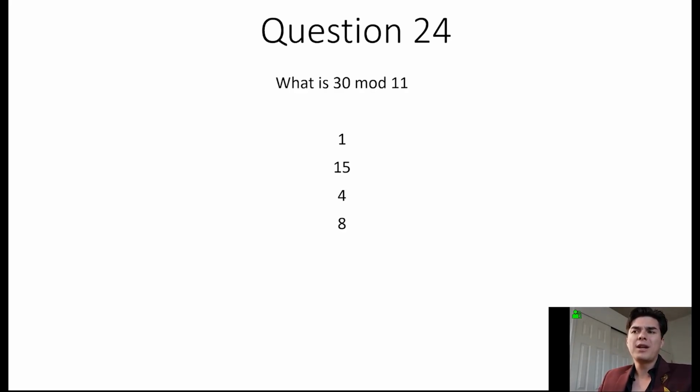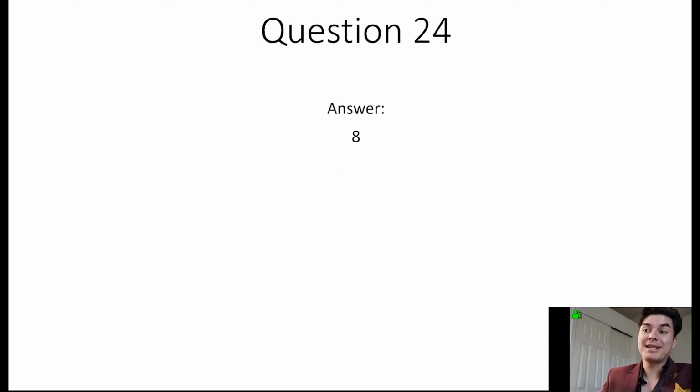Question 24, what is 30 mod 11? So the way you're going to get the mod is going to be the difference of 30 divided by this 11. So you're going to have 11 and then 22, and then from 22 to 30, the answer is going to be 8 because that's the difference there. So if it was 40 mod 11, then it would be 11, 22, 33, and then you would have from 33 to 40, 7 left over. Or if it was what is 15 mod 11, the difference would be 4. So you're basically just getting the remainder of that. So the answer again is 8.